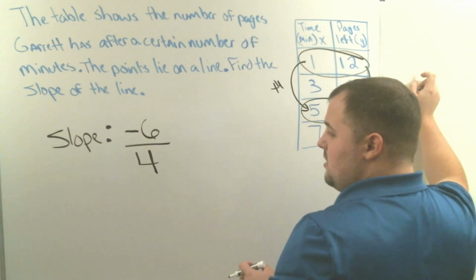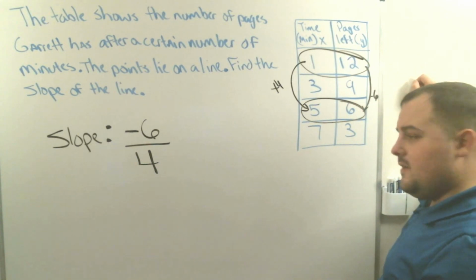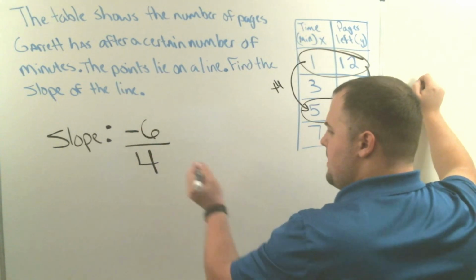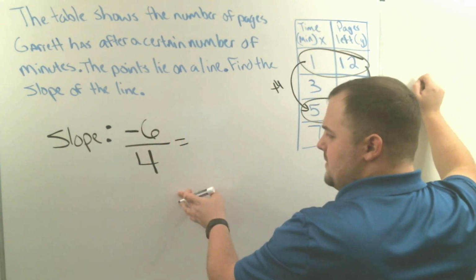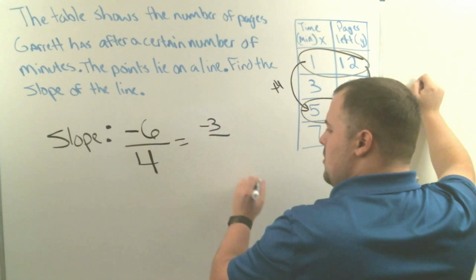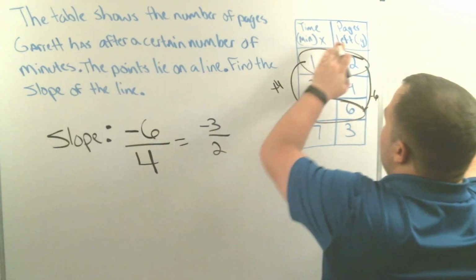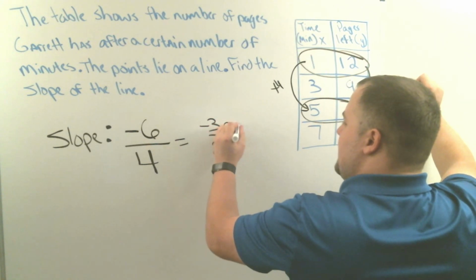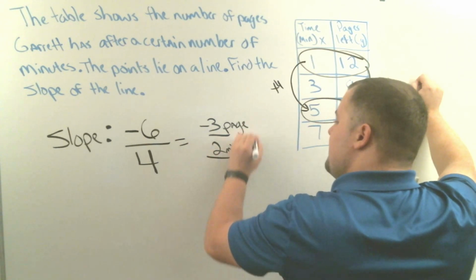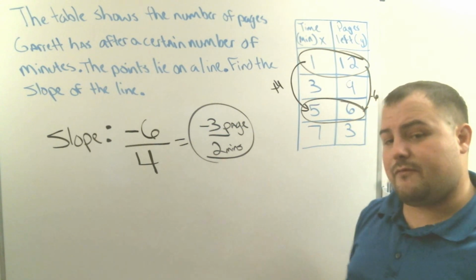This right here represents our slope. And notice that there's a negative and a positive. Well, negative divided by a positive is a negative. So that means that this graph would be going down because it has a negative slope. Now, I can go ahead and simplify this. 6 and 4 divide by 2, so this is a negative 3 over 2. So that means that he goes down 3 pages every 2 minutes. So the amount of pages that Garrett has left to read is getting smaller by 3 pages every 2 minutes.